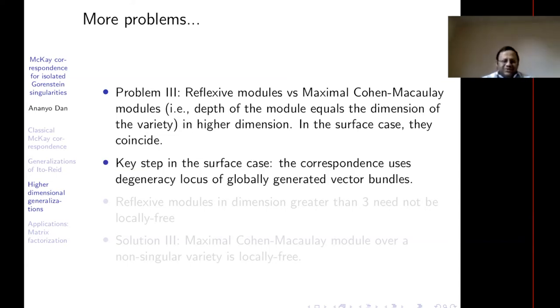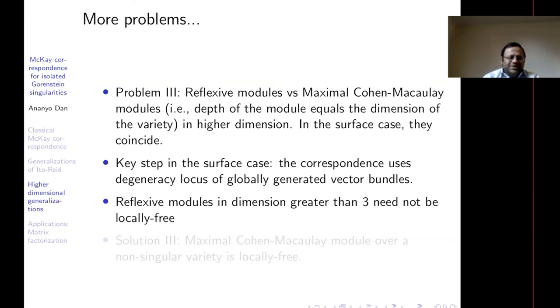We go back to the proof that we did in the surface case. In the surface case, one of the key steps was we looked at the degeneracy locus of globally generated vector bundles. We already know that reflexive modules are not locally free on regular varieties. So we did this game of looking at the degeneracy locus on the resolution of the singularity.